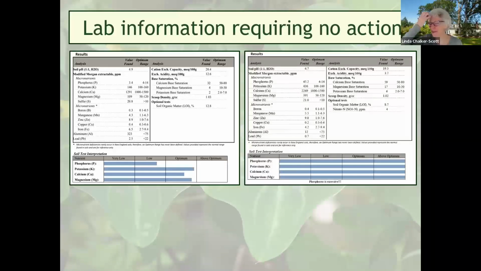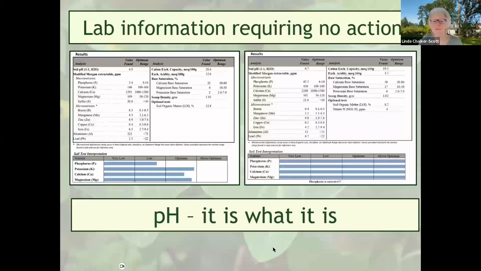Anyway, in terms of the information here, there's just a lot of information. But there's a lot of things we can ignore. I mean, it's kind of informational, but it's not necessary to deal with. pH is the first one, because it is what it is. You cannot permanently change the pH of your soil. You can change the pH of the soil in a pot, or possibly even a raised bed. You cannot change the pH of your landscape soil. So you pretty much just have to acknowledge the pH is what it is.